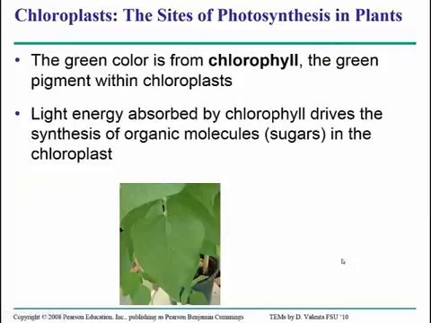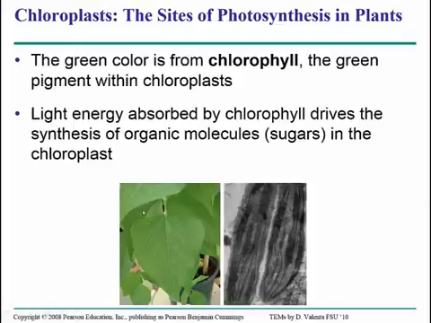As I mentioned, chlorophyll gives plants their green color. It's the green pigment in the chloroplasts. Chlorophyll is what absorbs the light energy and then directs that light energy to synthesize organic molecules, in this case sugars, in the chloroplast. So I have a picture of a leaf, nice green leaf. If we look inside the leaf, we would see chloroplasts, and there's one chloroplast here, and there's one chloroplast here.